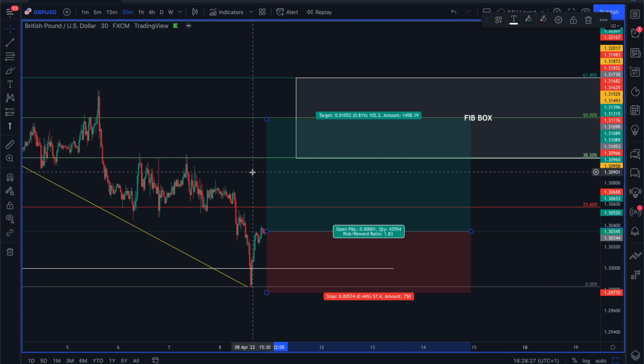Again, it's not really ideal for my trading style. And realistically, I want to be looking at higher risk to reward returns. So it might be something that I might skip.